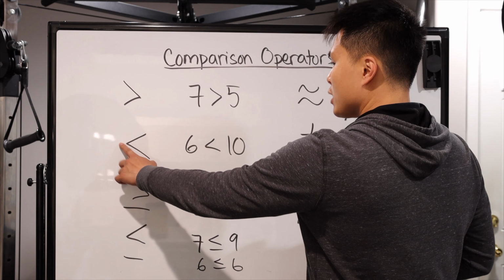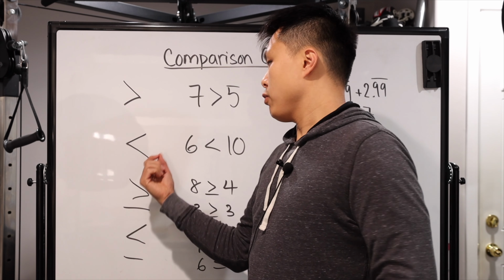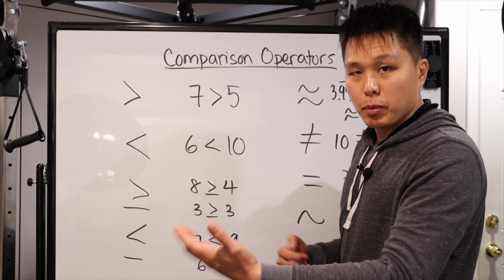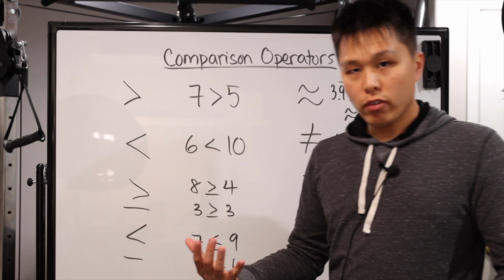All right, so this one right here is the smaller, the pointier side. This one's the bigger side, reading from left to right. That is your less than symbol. So the number on the left-hand side should definitely be smaller than the number on your right-hand side. 6 less than 10. Very simple.